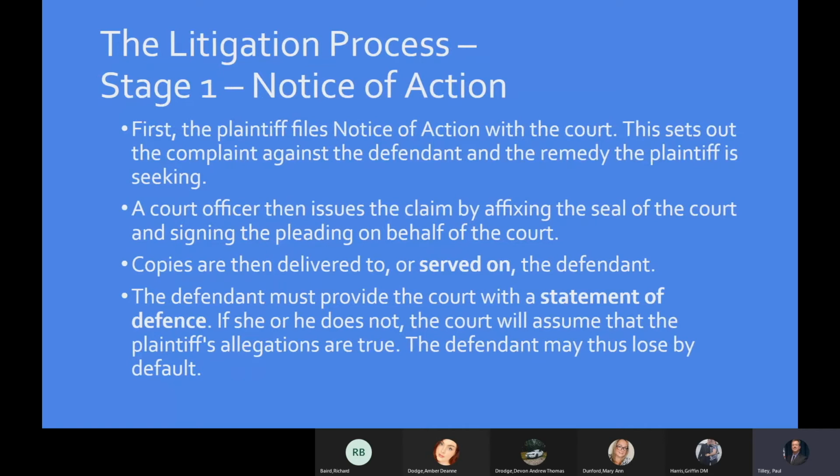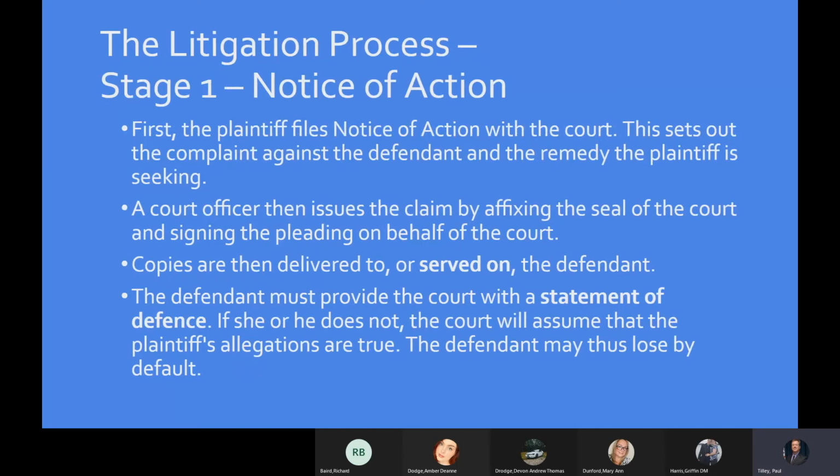So I can go down to the courthouse today and create a notice of action. I could probably do it online. And that sets out the complaint against the defendant and the remedy that I'm looking for. So I'm suing you for damages, or I'm suing you to stop doing what you're doing, or I'm suing you for any number of things. I basically have to tell the court, here's the person I'm suing, here's what they did wrong, and here's the damages I'm looking for.